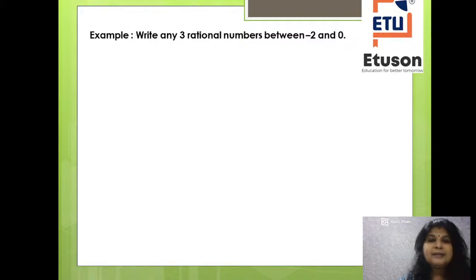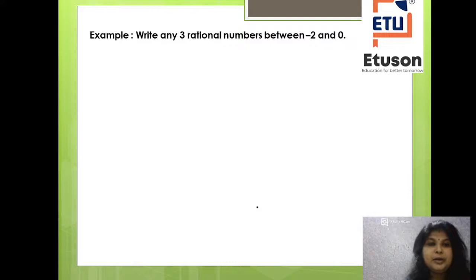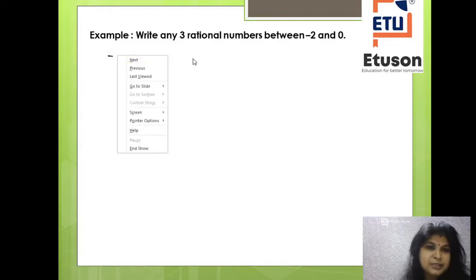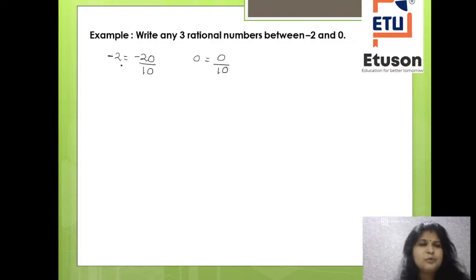Write three rational numbers between -2 and 0. So, you have to find out the rational numbers between -2 and 0. -2 looks like an integer, but an integer is also a rational number. So, can I write -2 in this fashion? -2 is equal to -20 divided by 10. And can I write 0 is equal to 0 by 10? I can write, right? So it is a p by q form of the integer. Correct or not?